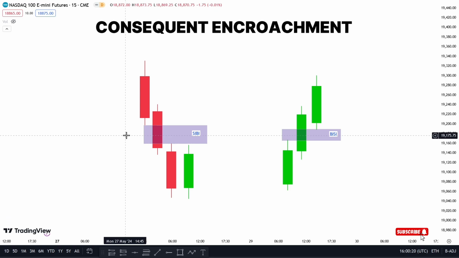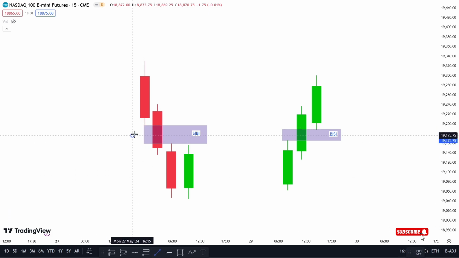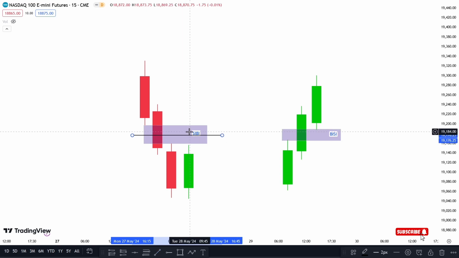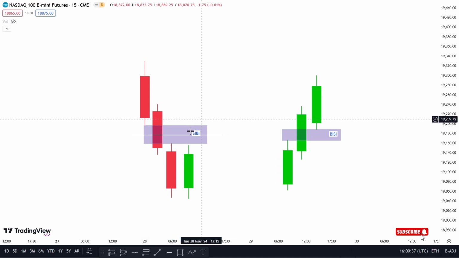So what's next is for us to understand the principle of the consequent encroachment. Now, if I'm going to pick up this trend line right now, I'm going to use it to form a straight line. I'll place this at the center here. Usually at the center, that's the 50% retracement region or the 50% zone where the market can react. And this is what we refer to as the consequent encroachment.